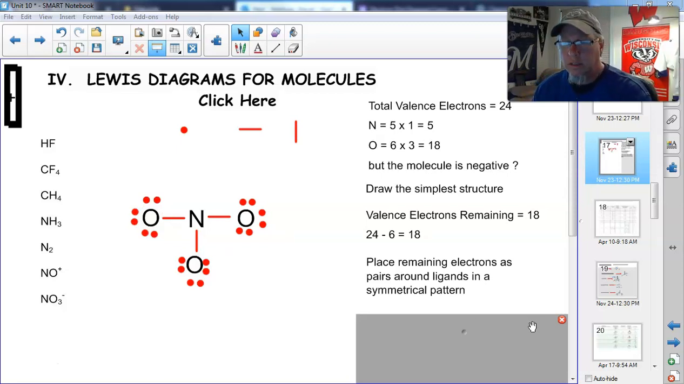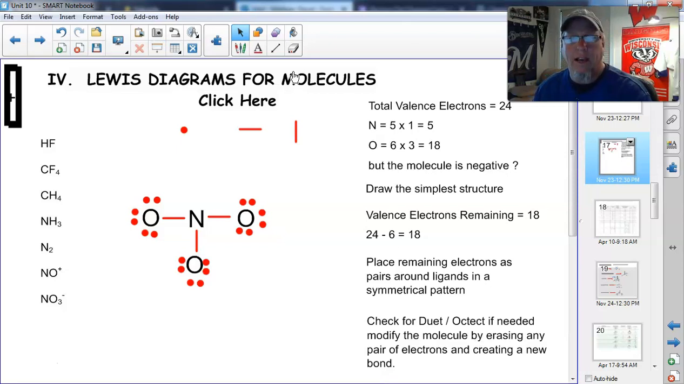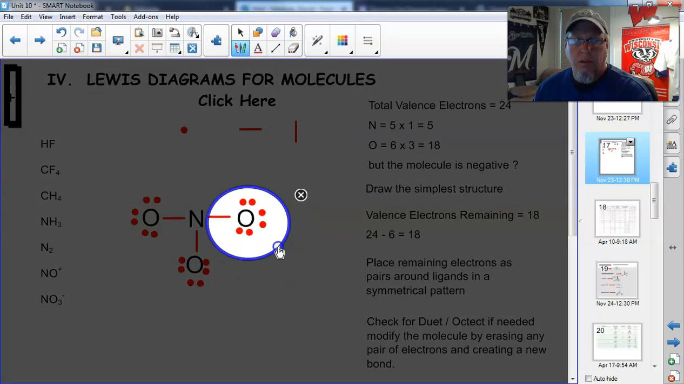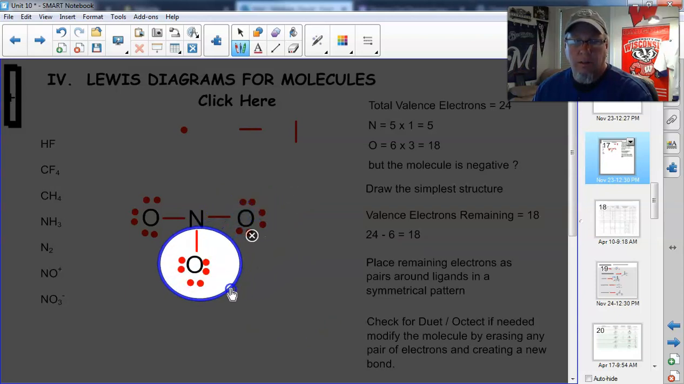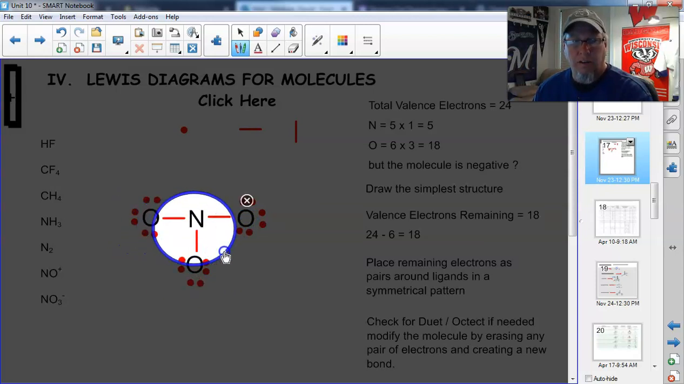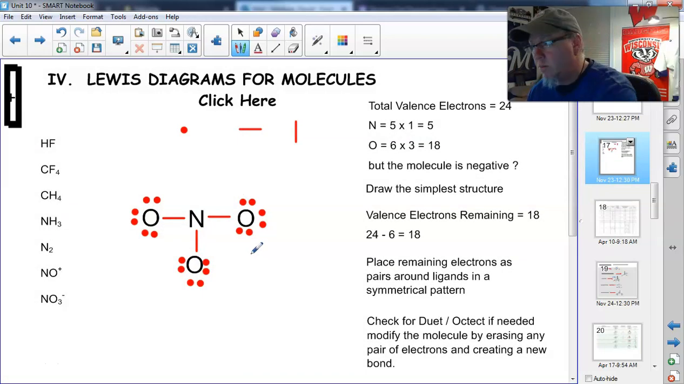I do need to do the final step, which is to check for the octet or duet rule. And in this case, if I'm looking for that octet/duet rule, there are 8 electrons around oxygen. Perfect. There are 8 electrons around oxygen. Perfect. There are 8 electrons around oxygen. Perfect. 6. Not perfect. So the strategy at this point would be just to pick a pair.